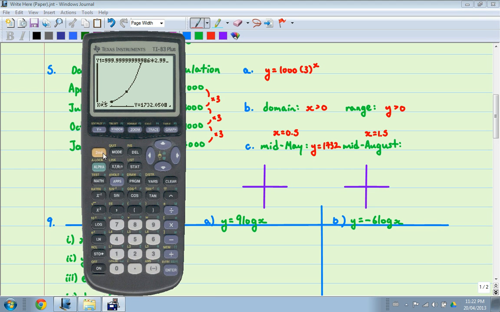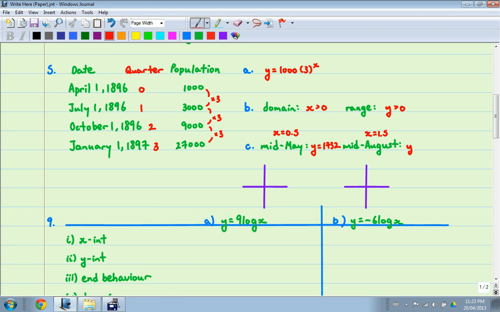And then same thing for mid-August, so you can second calculate value 1.5, and you'll see that the population will be 5,196 people. And that's it for number 5.